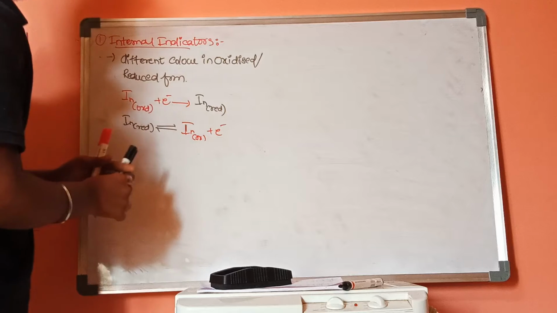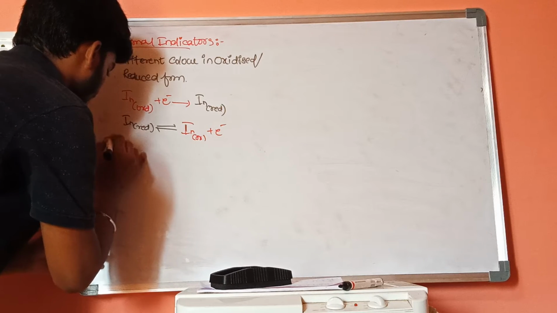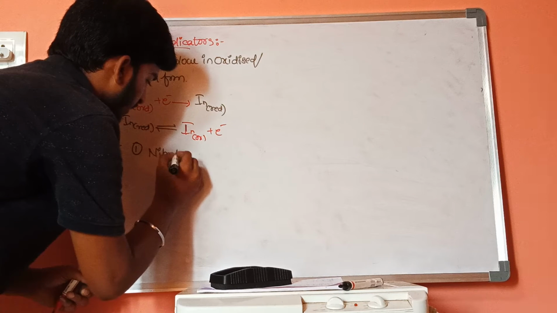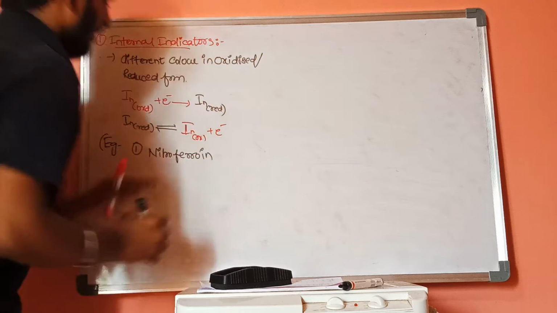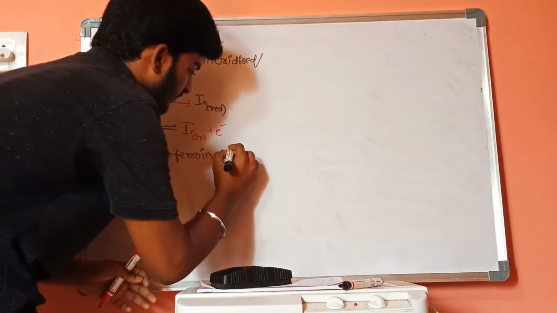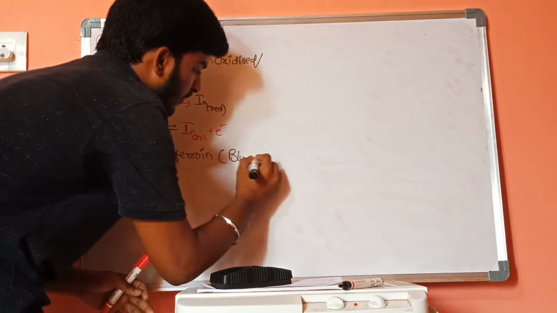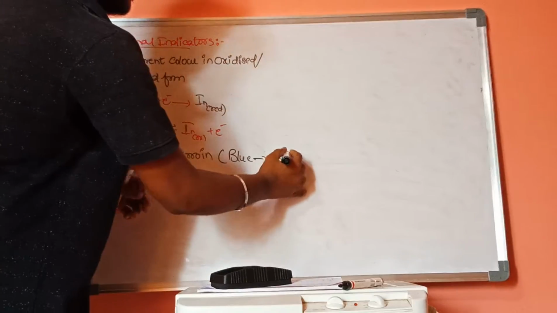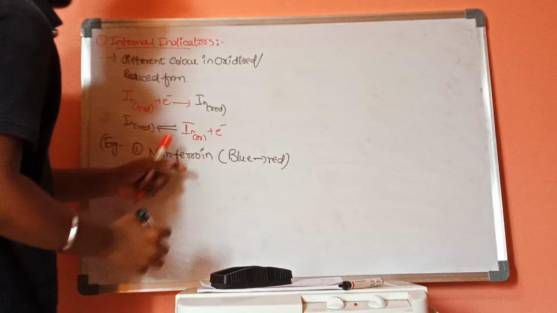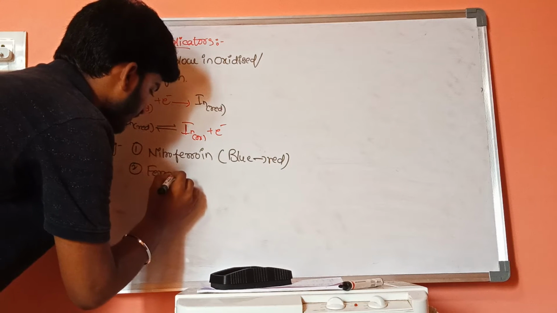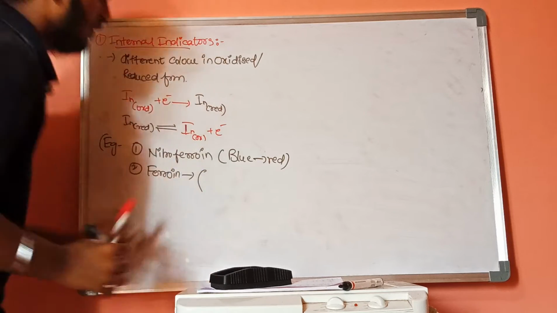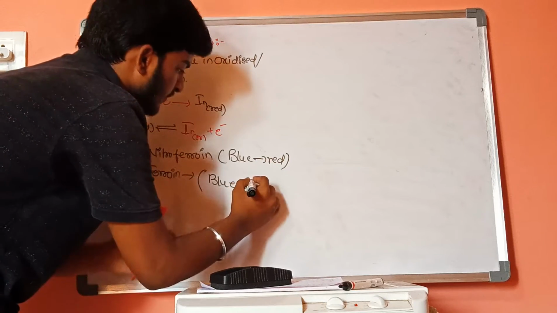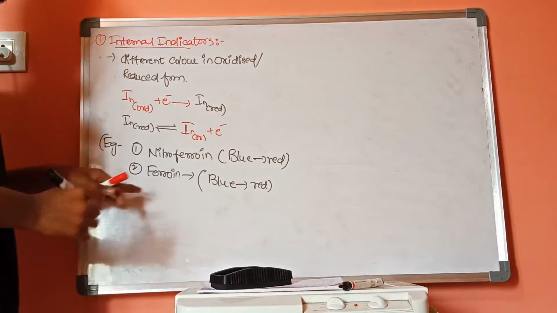Example, the first one is nitroferroin. This nitroferroin will show blue color to red color: blue color in oxidized form and red color in reduced form. Second example is ferroin. This ferroin is the same. It shows blue color in oxidized form and red color in reduced form.